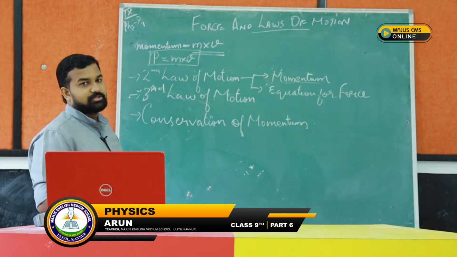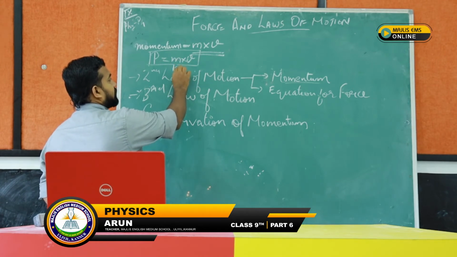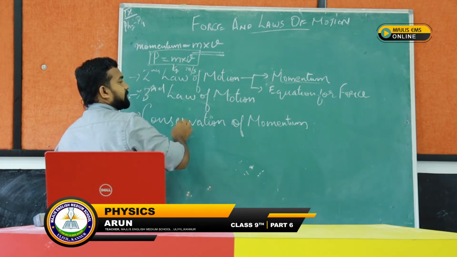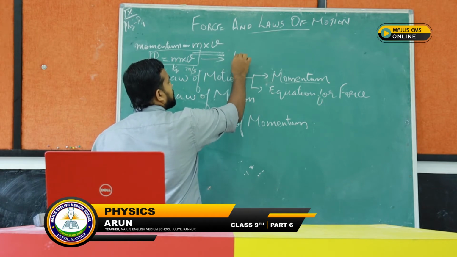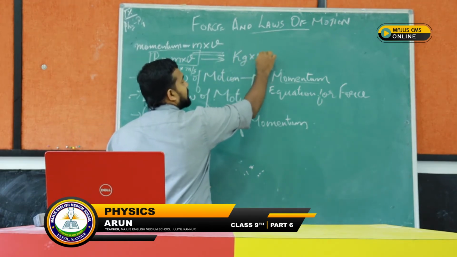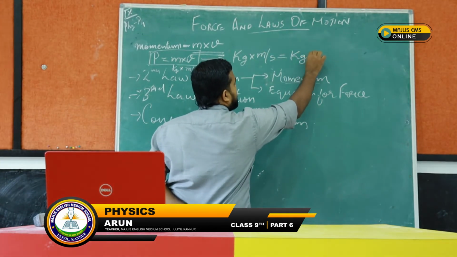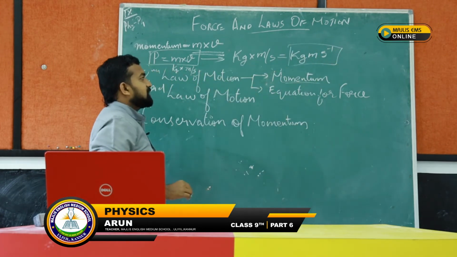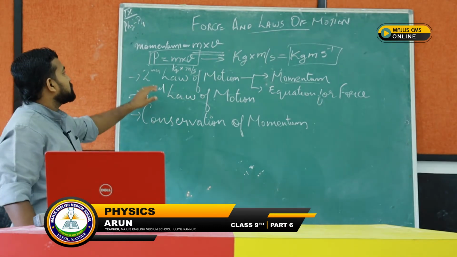And what is the SI unit? The SI unit of mass is kilogram. The SI unit of velocity is meter per second, isn't it? So the SI unit of momentum is kilogram into meter per second. That's equal to kilogram meter second raised to minus 1. So that is the SI unit of momentum.